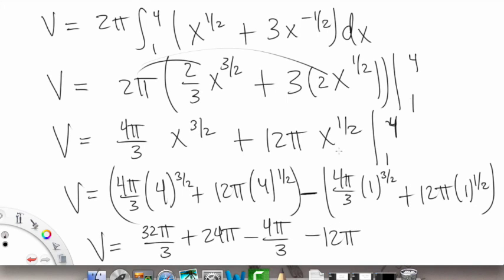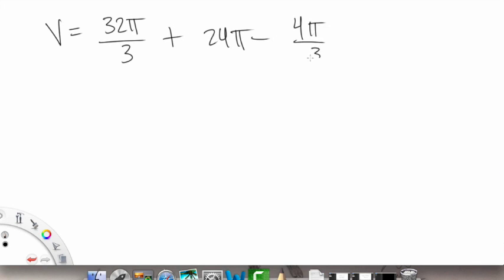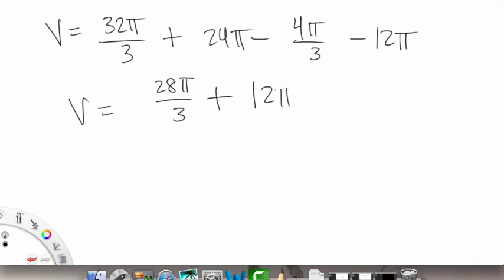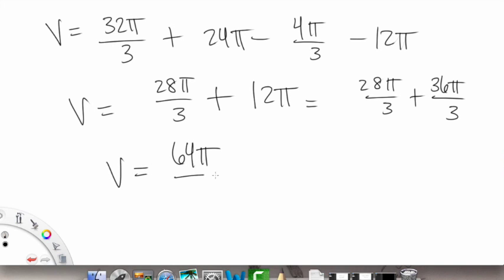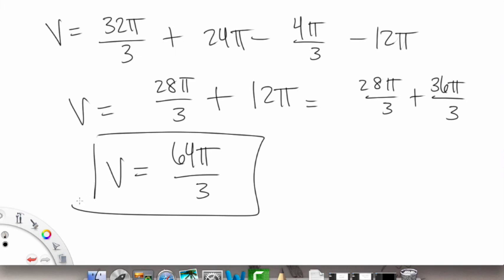Okay, so let's continue this on the next slide. At this point our volume is 32 pi over 3 plus 24 pi minus 4 pi over 3 and then minus 12 pi. So V is equal to 32 minus 4 is 28 pi over 3, and then plus 12 pi. Let's get that common denominator finally. We have 28 pi over 3 plus 36 pi over 3, and this is eventually going to equal 64 pi over 3. All right, and that is pretty much all.